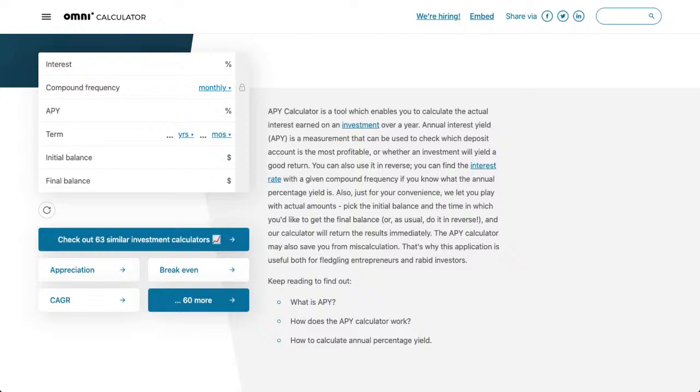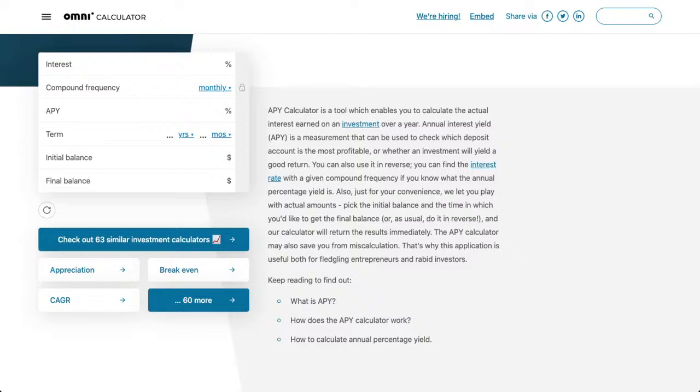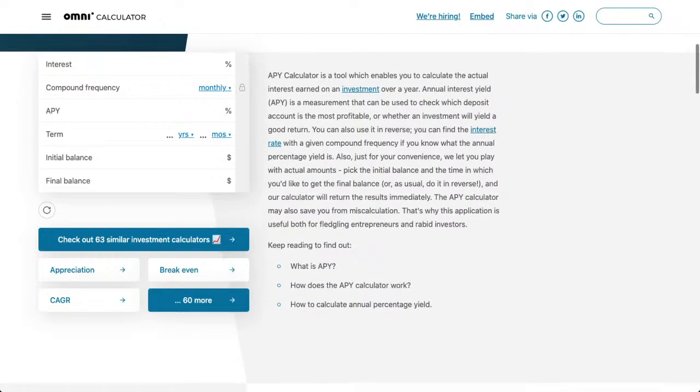You can use it in reverse, of course. You can find the interest rate with a given compound frequency if you know what the annual percentage yield is. So we'll look at that when we do the calculation. Also, just for your convenience, we'll let you play with actual amounts. I'll leave the link in the video description, which you can see now, and you can come to this page and use this calculator. Pick the initial balance and the time in which you'd like to get the final balance, and our calculator will return the results immediately.